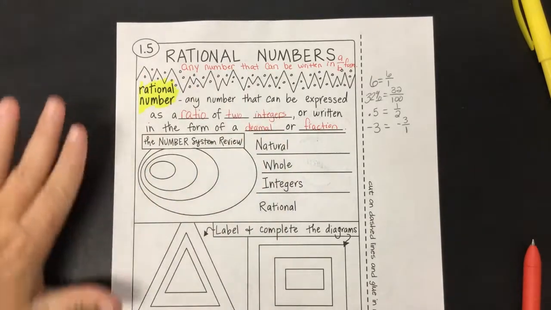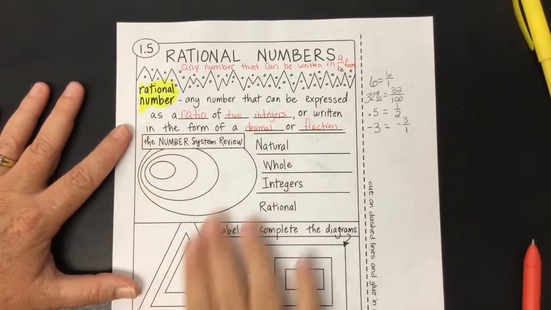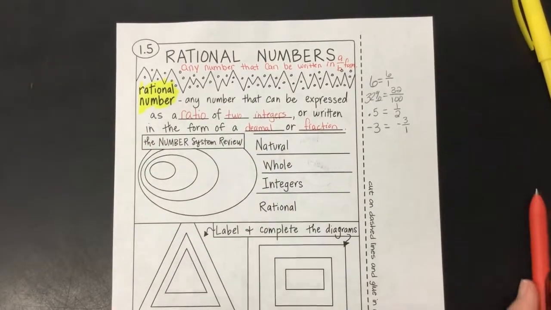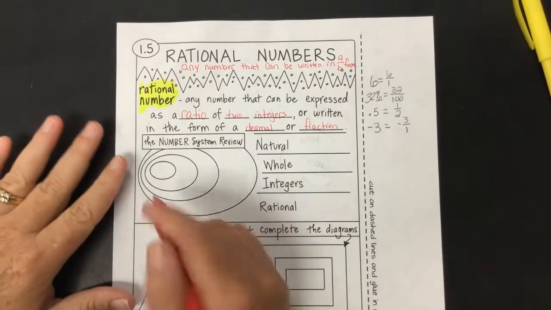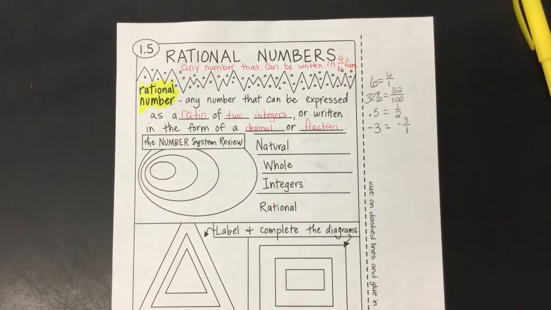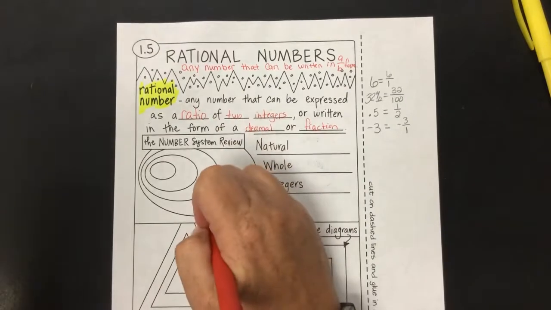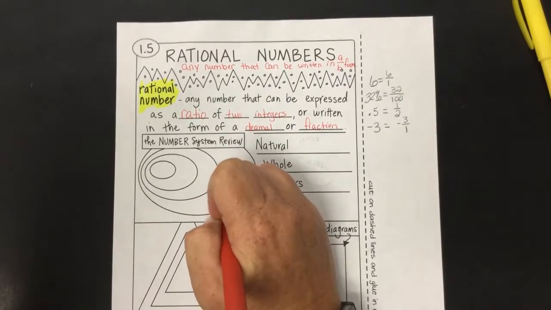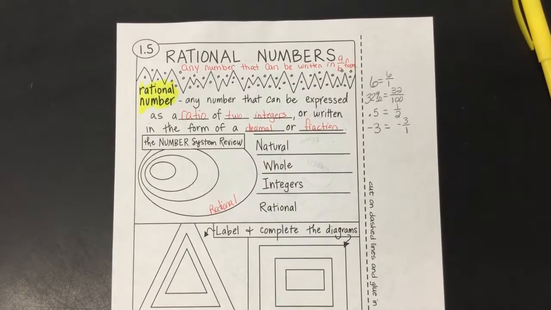All right, so here I have a Venn diagram. That's what this is called, a Venn diagram. So the very first thing that I'm going to do on this Venn diagram is label them. I always start on the outside and work my way in. So the biggest part is my rational numbers. So in 6th grade, all the numbers that we deal with are rational numbers. We don't deal with anything other than rational numbers.